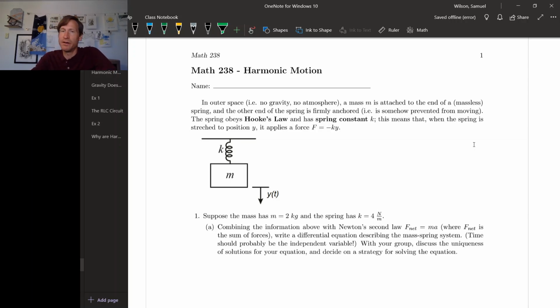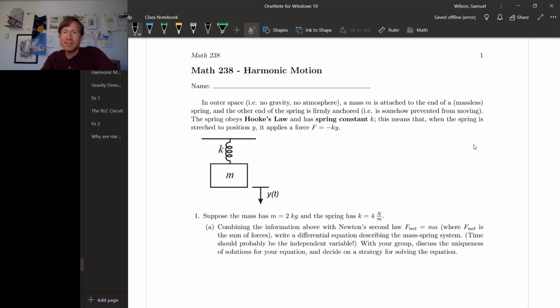Our main example of an application for second-order linear differential equations will be describing what's called harmonic motion. And one very physically accessible way of generating harmonic motion is by hanging a mass from a spring. So that's what we're going to look at first.